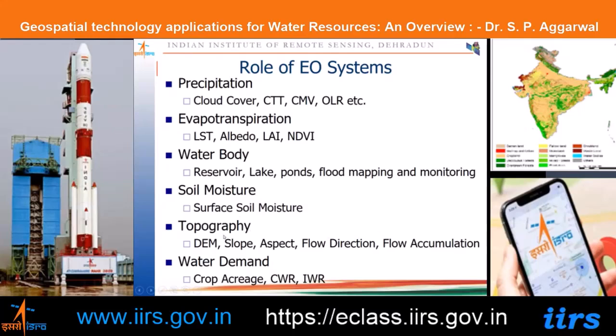Topography, you get the DEM. From that you can get the slope, aspect, flow direction, and flow accumulation. And for water demand, you get crop acreage, crop water requirement, and irrigation water.